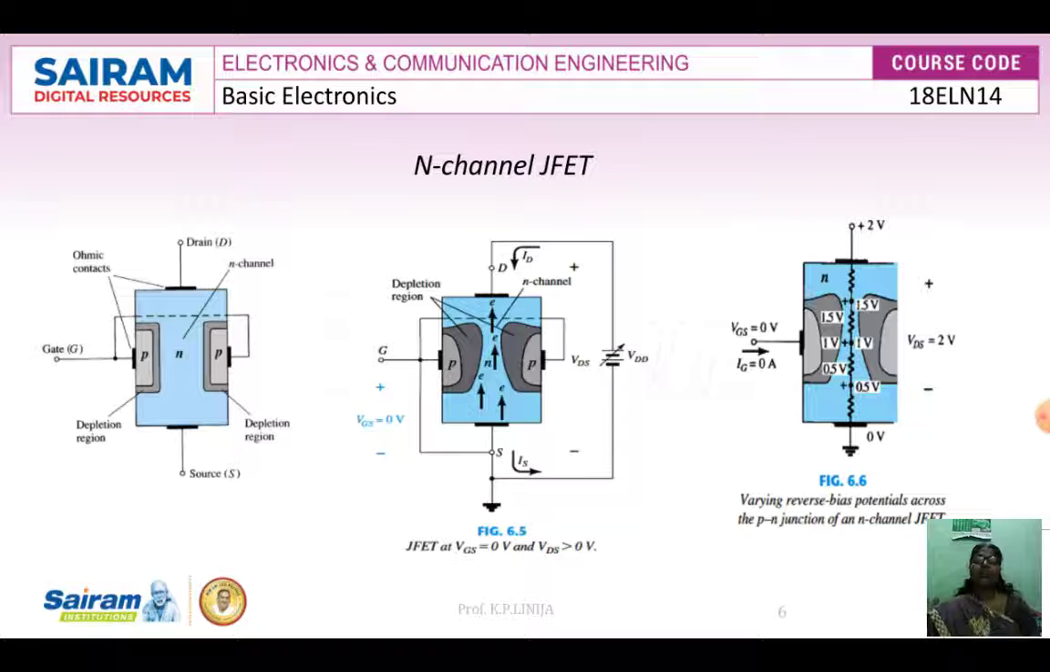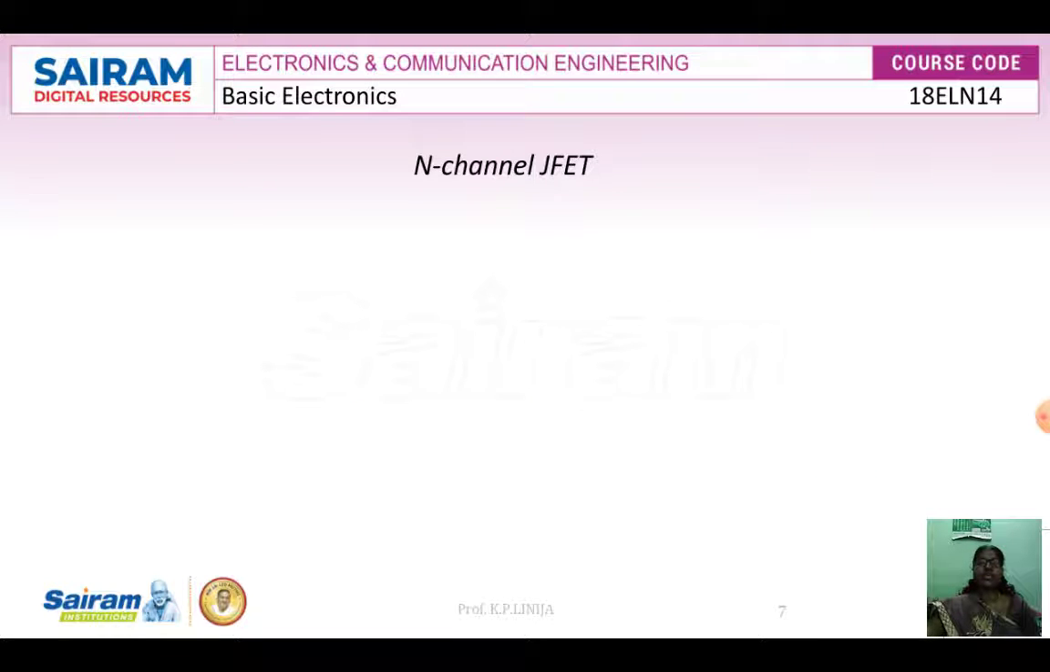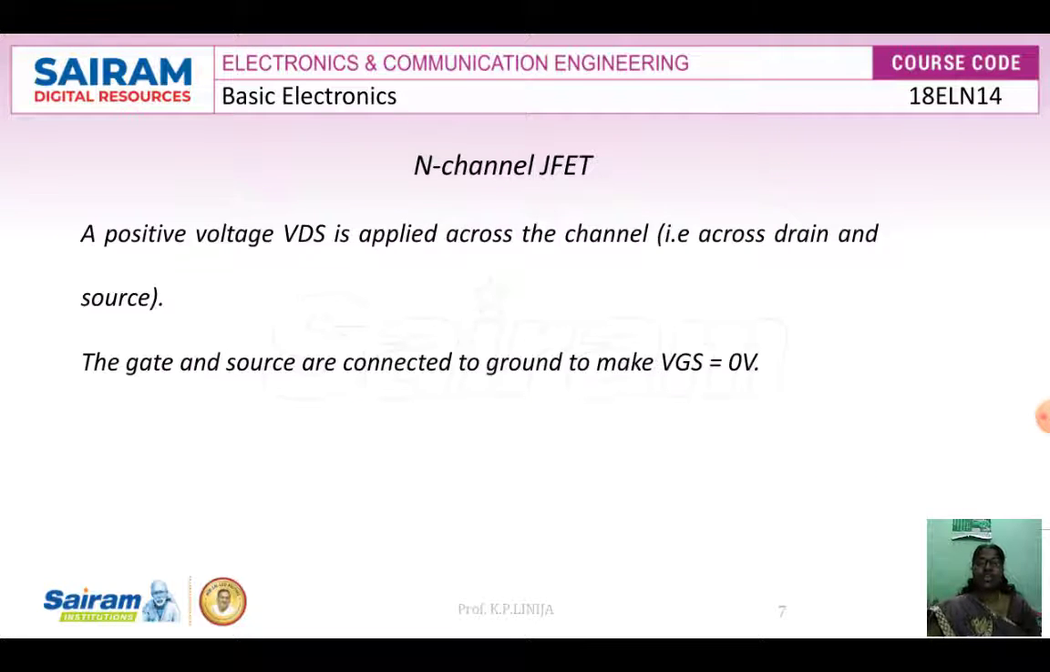Then we use p-type materials to form the gate terminal as well. When the p-type material is diffused into n-type, holes and electrons recombine. Due to this recombination, a junction is formed. Therefore, the JFET has two p-n junctions under no bias conditions, which we can see over here.